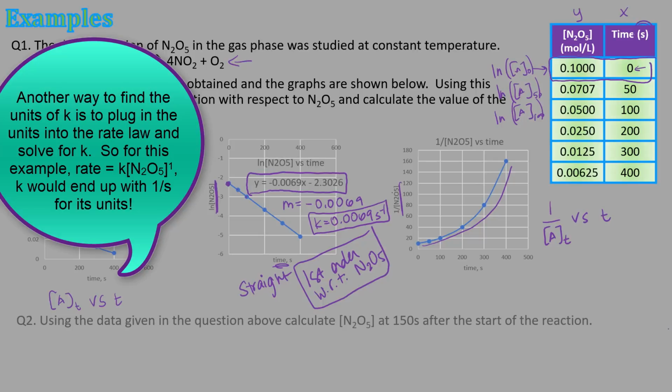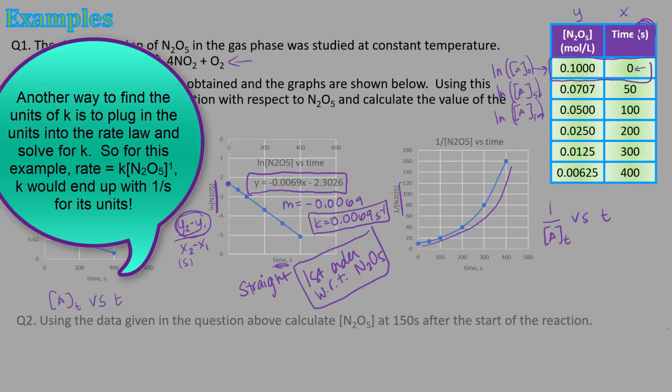Okay, because our time is in seconds, and since we're doing the natural log on this, right? So the slope would be change in y over change in x. These natural logs don't have any units, and then we have seconds on the bottom, so it's inverse seconds because our x values are in seconds.